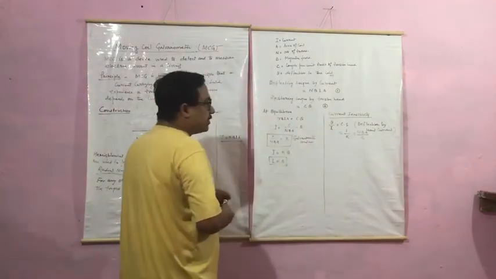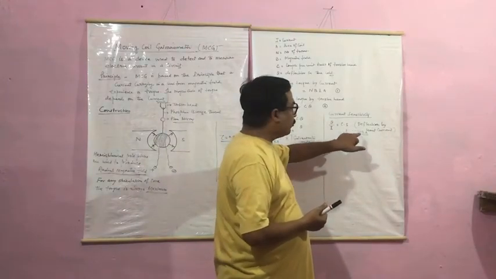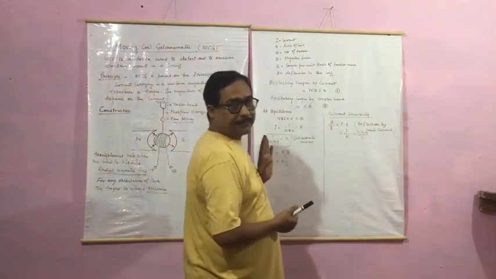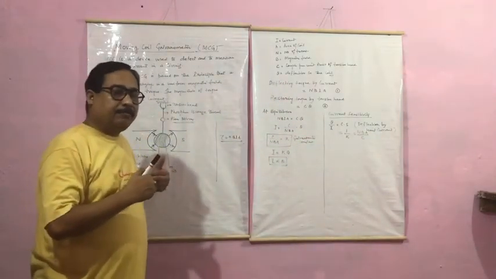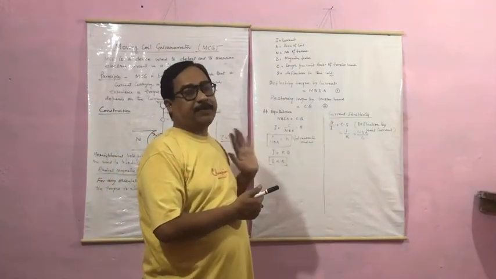So if we want to increase the sensitivity, we have to decrease C. If we want to increase the sensitivity, we have to increase N, we have to increase B, we have to increase A. Right? So we can make the galvanometer more sensitive by changing these parameters.